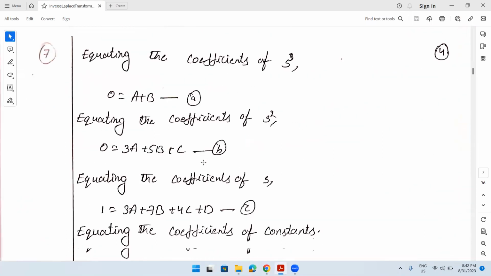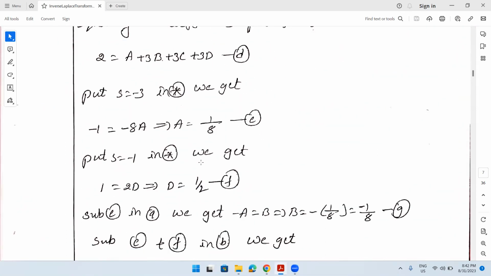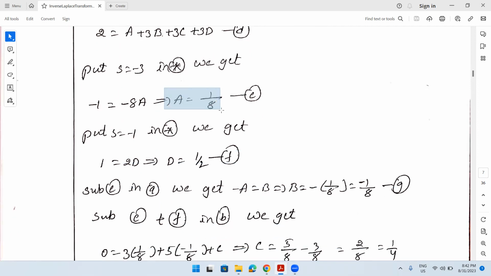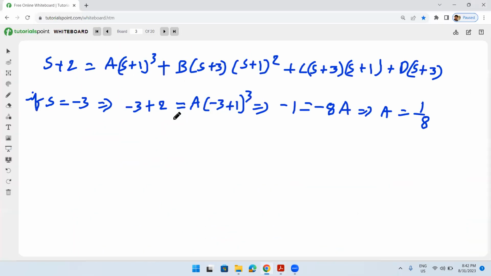We can see the answer here. After so much simplification, what do we get? A is equal to 1 by 8. Simply we get it.